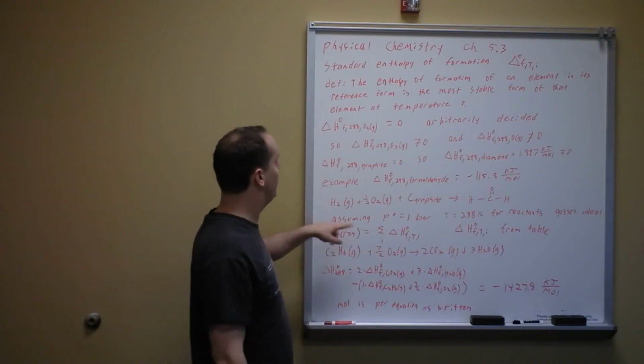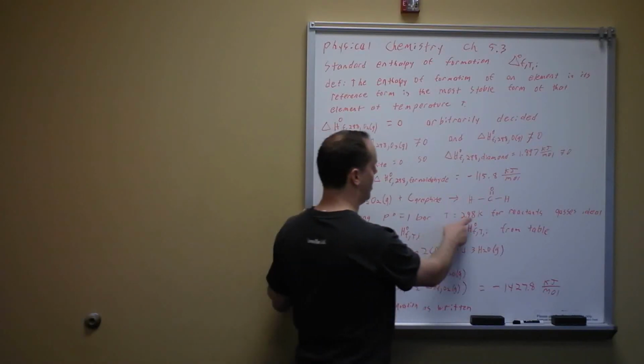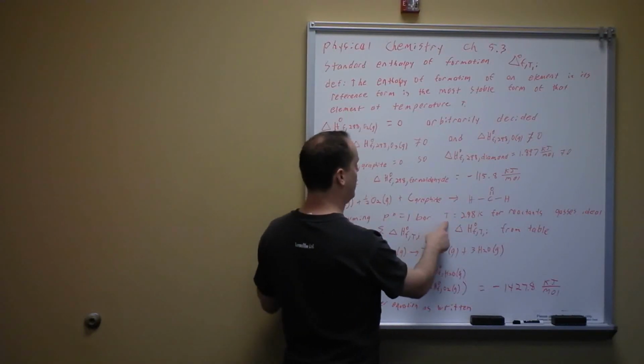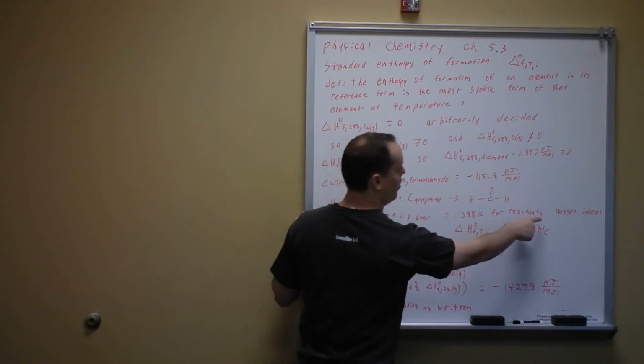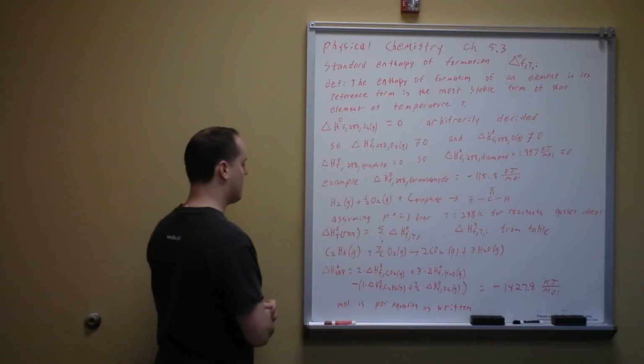Now again, that's assuming that we were at 1 bar, because that's the standard pressure. And again, that's assuming we're at 298 kelvins. And of course, that means we're assuming that all these gases were behaving ideally.